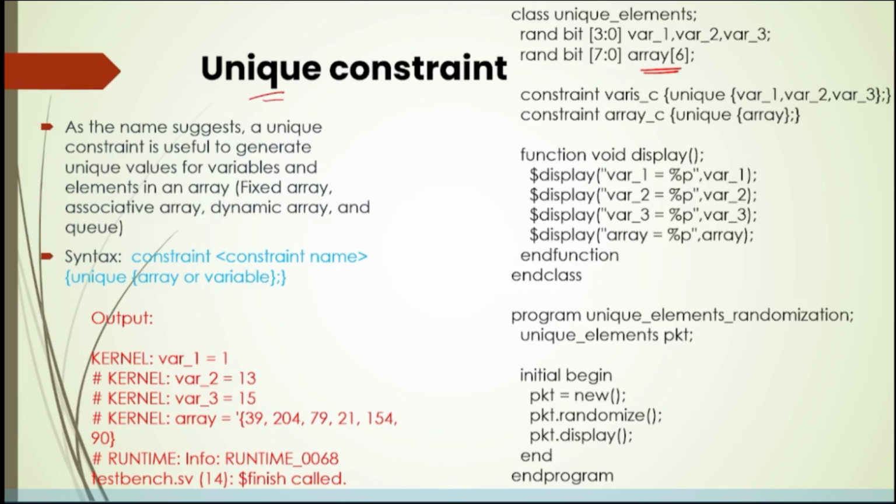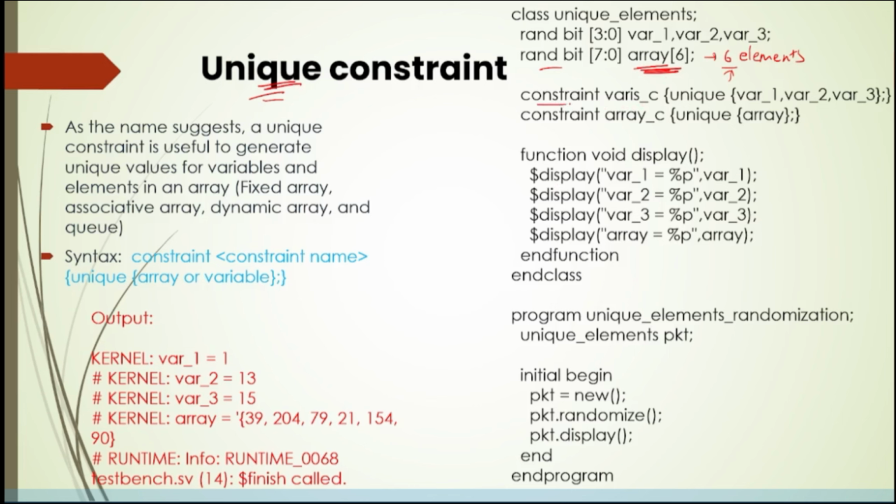If you see here, this is my array of 6, that means it has 6 elements. When you are randomizing this particular array, you want these 6 elements to be unique in nature, that means different elements, because randomization means there may be repetition. So in order to avoid that, you will use the unique constraint here.